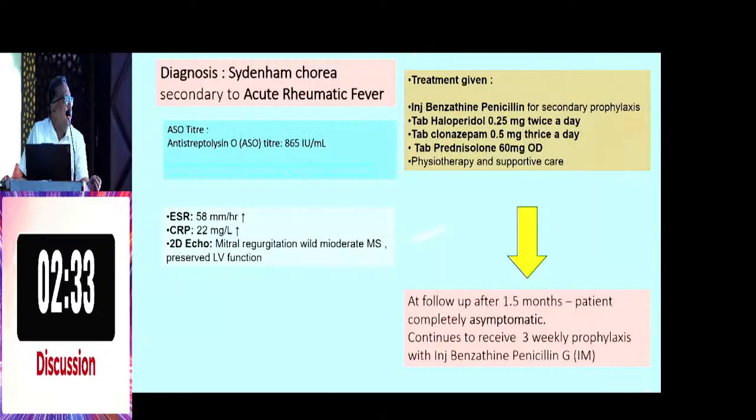Yes, these are the movements of chorea. So young female, more likely cause is Sydenham chorea. So diagnosis made by ASO titer positive, echo shows mitral regurgitation with MS, preserved LV function. So treatment started: injection benzathine penicillin for secondary prophylaxis, tablet haloperidol, clonazepam and prednisolone.